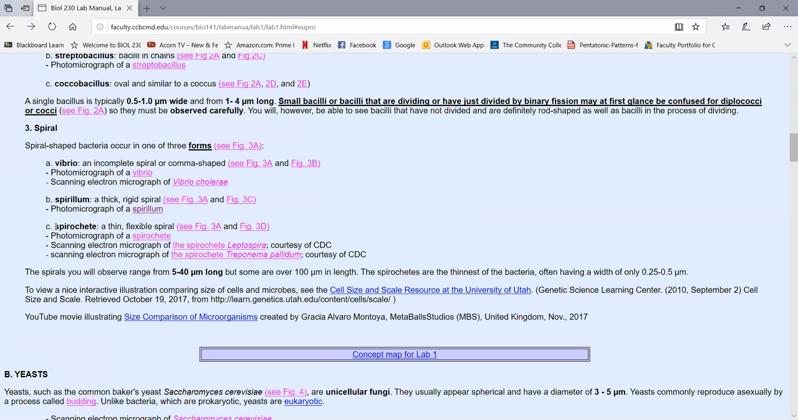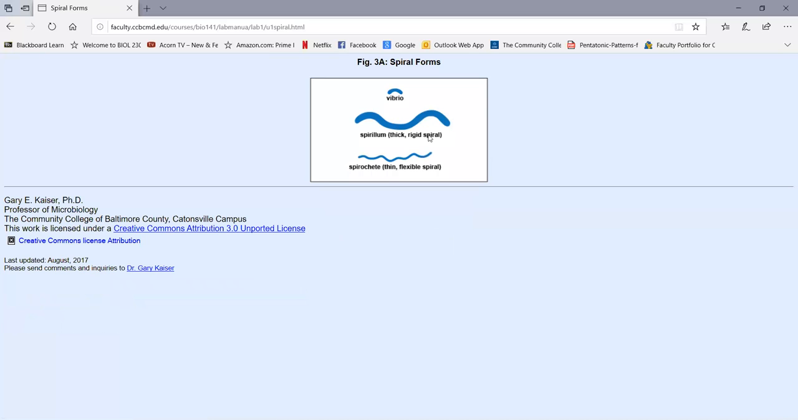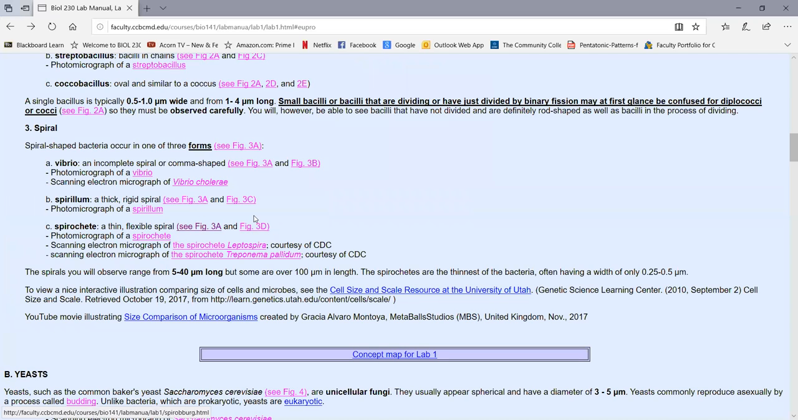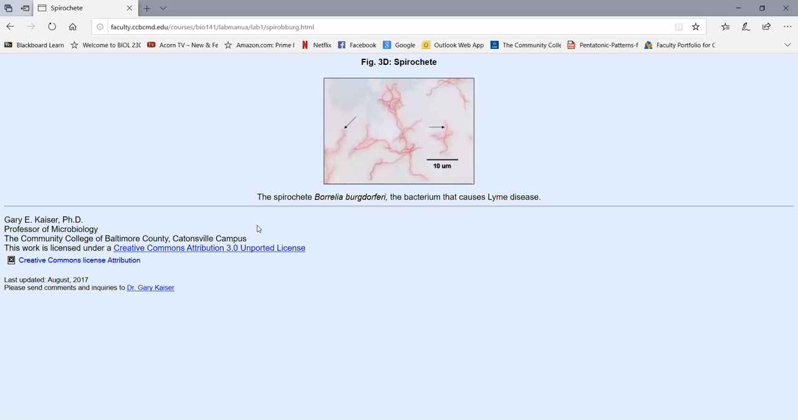Whereas a spirochete is a thin, flexible spiral, compared to the thick rigid spiral of the spirillum. And here is a photomicrograph of Borrelia burgdorferi, the bacterium that causes Lyme disease. That's a spirochete, but you notice how much thinner that is than a spirillum and how much more irregular the waves are. And it looks like a very little thin wavy pencil line.